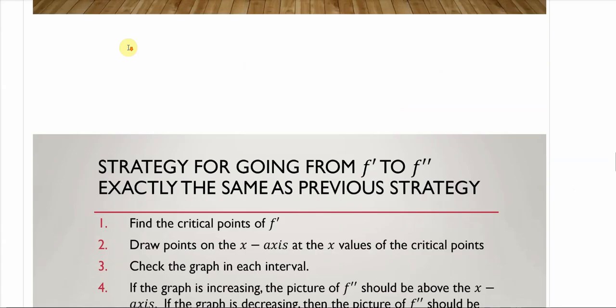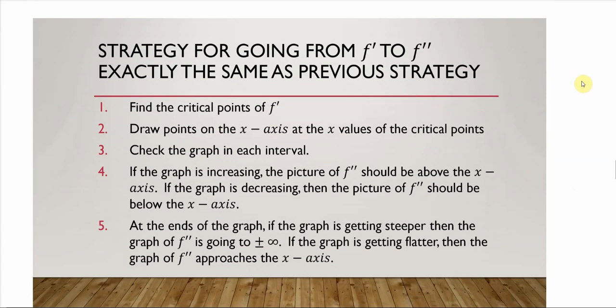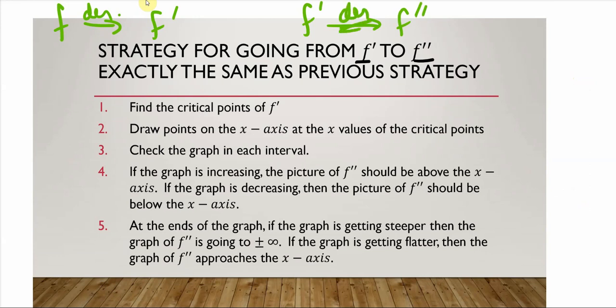Okay. Now, what if I gave you f prime and I wanted f double prime? Well, if I gave you f prime and I wanted f double prime, all I have to do is think of, if I give you f, how do I get to f prime? Well, I take the derivative. So what if I gave you f prime? What do you do to it to get f double prime? I do the derivative. So if I do the derivative here and I do the derivative here, that means that I'm doing the exact same thing.